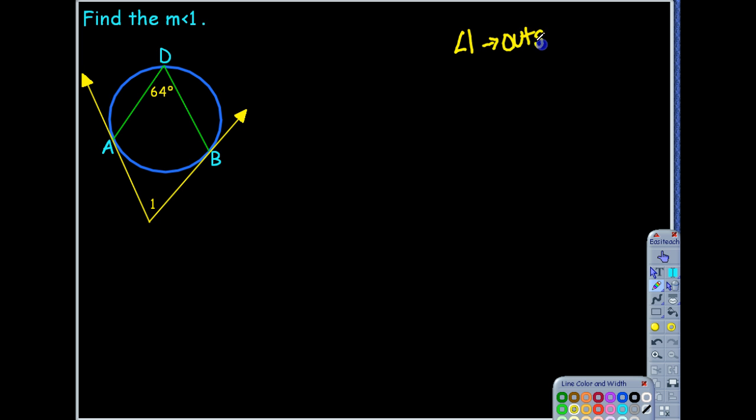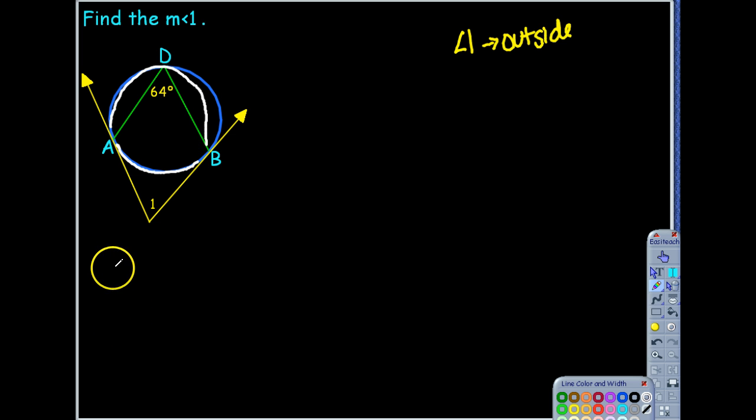So we know a relationship there that we can be using. It's going to be half the difference of its intercepted arcs. All right. Now look at this picture. Okay, so I'm going to first talk about angle 1. Angle 1's intercepted arcs are arc AB and arc ADB, those two there.